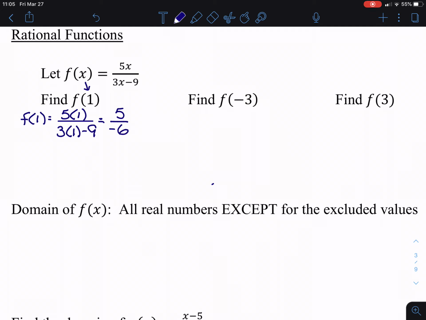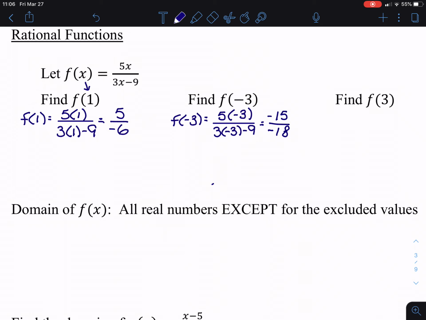If I do the same thing for negative 3, f of negative 3 is equal to 5 times negative 3 over 3 times negative 3 minus 9. And that's going to give me negative 15 over, well, let me rewrite the denominator here correctly. So it's going to be 3 times negative 3 minus 9, like that. So negative 15 over negative 18.